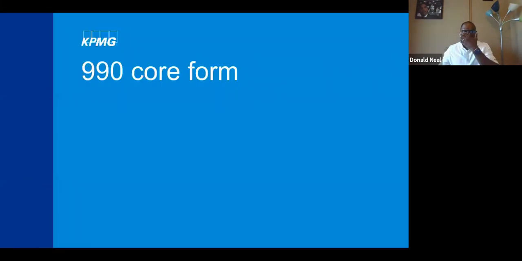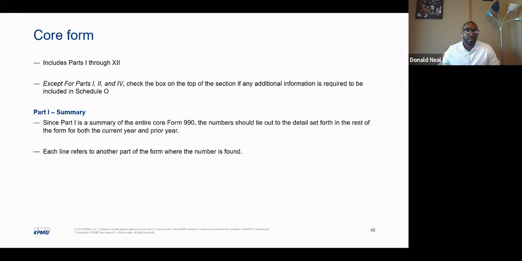So now let's talk about the core form. As we know, the core form includes parts 1 through 12, except for parts 1, 2, and 4. You have to check the box at the top of the section if any additional information is required to be included in the Schedule O. We'll talk about this later, but I'll give you an example. Let's say you're working on Part 6. Part 6 goes over the governance, management, and policies of the organization.